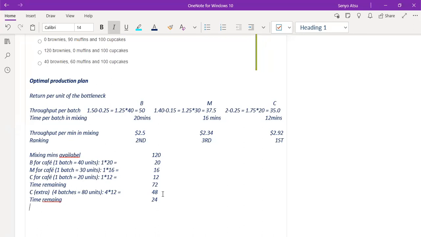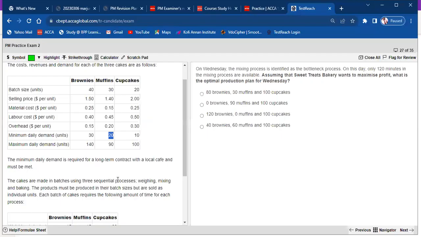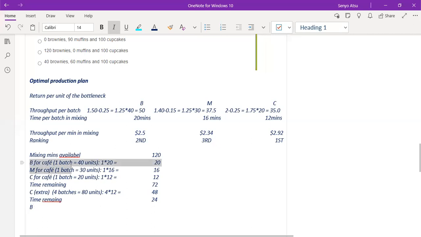I'll go to the second product, brownies. 140 units, 40 units in a batch is 3.5. We already established that to be 4 batches. We produced 1 already. So we're going to produce 3 more batches. And if each batch is 40, 3 batches is 40 times 3, 120 units. 3 batches, the time for each batch is 20.